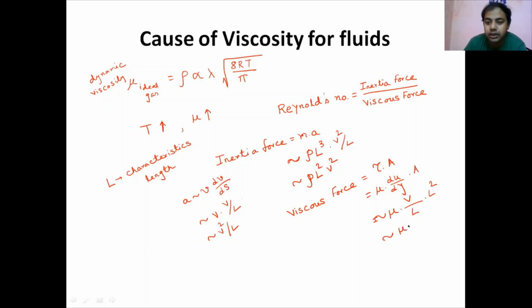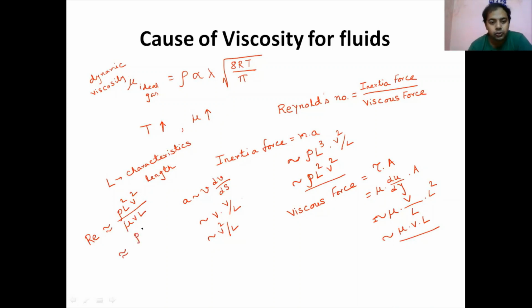Just for the order analysis, we will see in the dimensional analysis chapter how to get the order, but this is a simple example I am giving you. So inertia force is rho L squared V squared, viscous force is mu V L. So the Reynolds number, Re, is nothing but rho L squared V squared by mu V L.